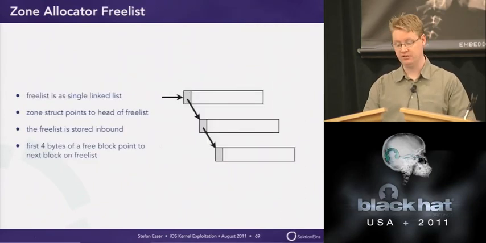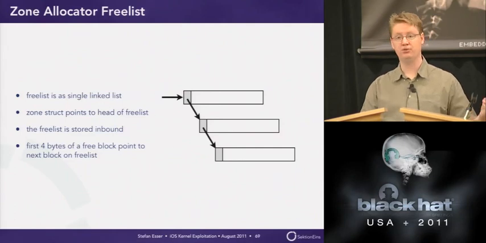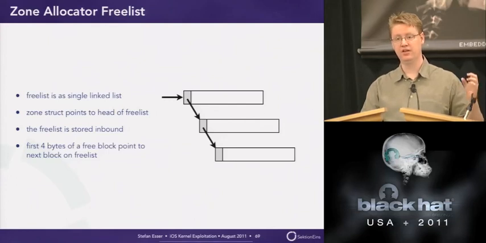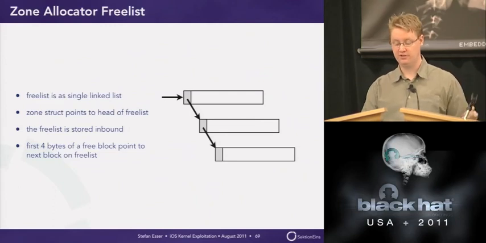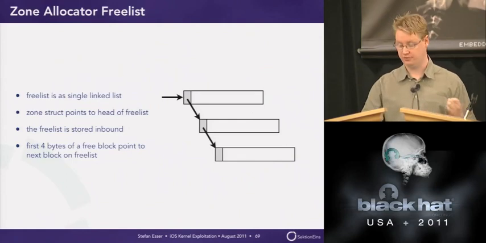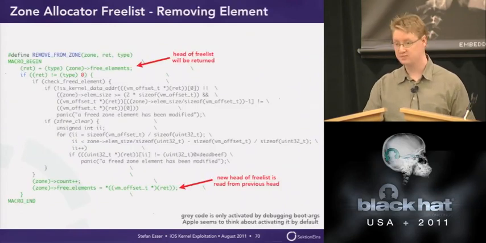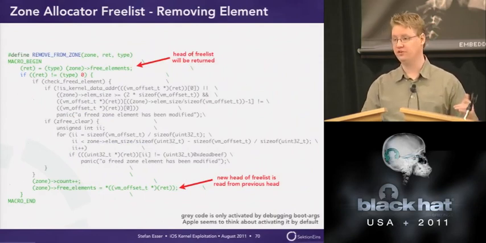Internally, this is implemented as a singly linked list with a zone struct pointing to the head of the list. The pointer for the next element in the free list is stored inband. The first 4 bytes of a free block are used to store the pointer to the next element in the free list. And Apple uses some macros for that, which look very complicated, but you don't care about the gray stuff. Just look for the green stuff for a moment.